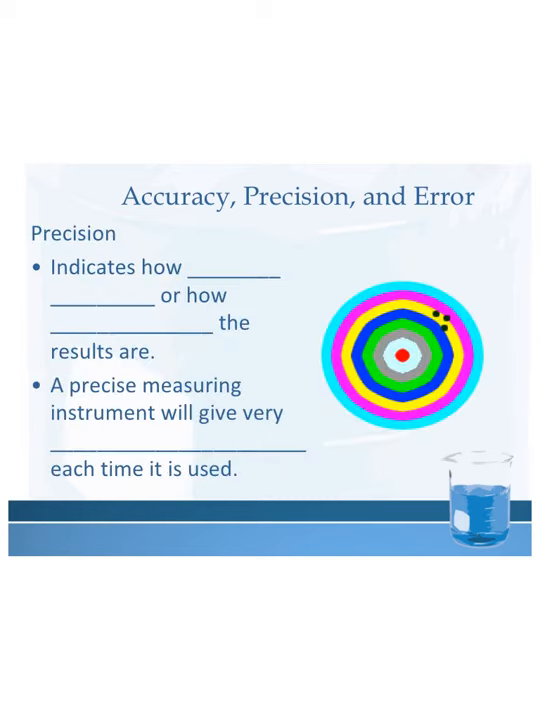We also know that with accuracy, precision is another word. So precision is how close together, or how repeatable, the results are. So a precise measuring instrument will give very close values, close together values, every time it's used.